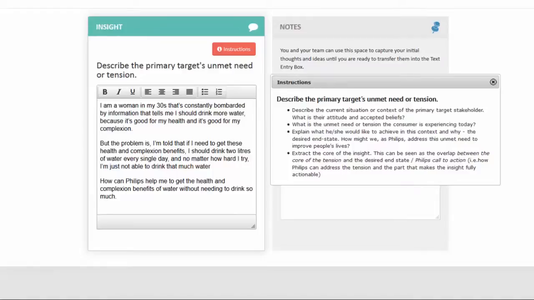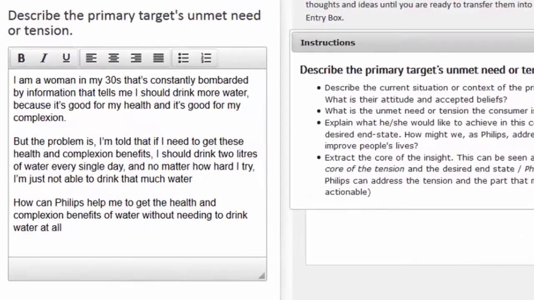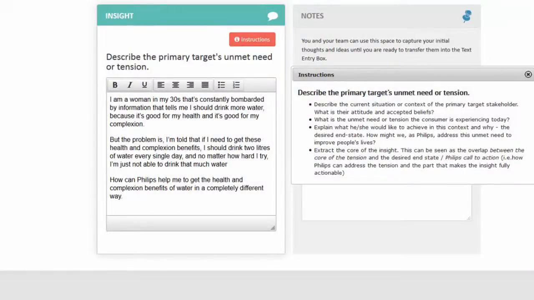Now, our call to action. How can Philips help me to get health and complexion benefits of water without needing to drink so much? But you see, we could change that call to action to say, how can Philips help me to get the health and complexion benefits of water without needing to drink water at all? Or, how can Philips help me to get the health and complexion benefits of water in a completely different way?